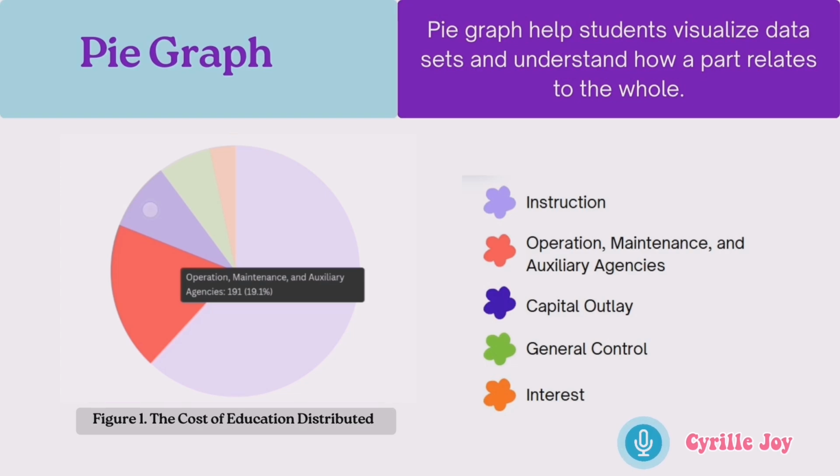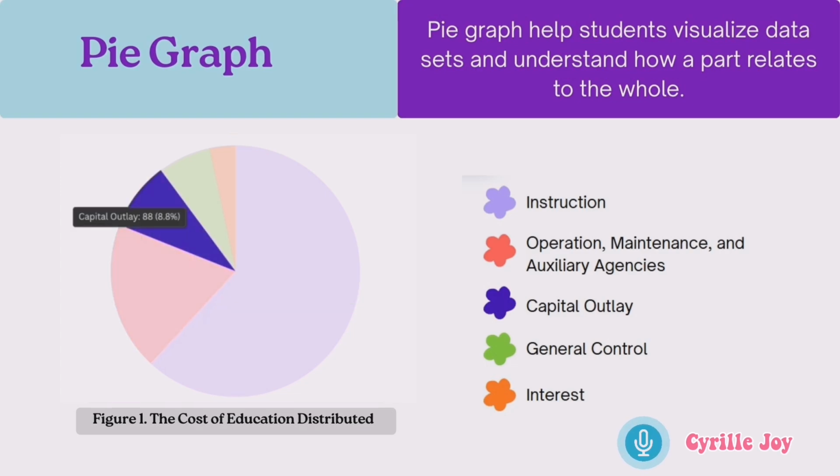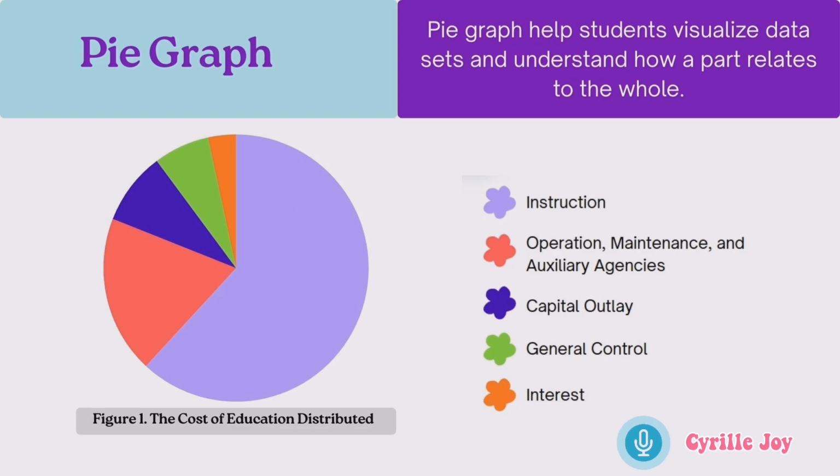Next, the capital outlay spent 8.8%. Next is the general control. They spend 6.8%. And lastly, the interest with 3.4%. Overall, the whole circle is 100%. The bigger the slices equal the bigger the values. It's the best way for showing proportions, ratios, or distributions.